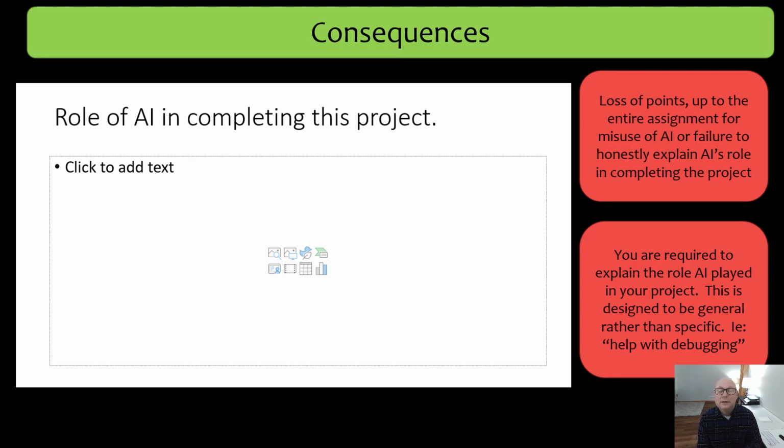And if you misuse AI and don't report on the role of AI, that's going to be considered some pretty serious academic misconduct, and you will potentially lose all your points for the project, as well as have a referral submitted to the dean's office for academic misconduct. So please be honest and list how you used AI, and use the AI to benefit your learning rather than be a shortcut to learning. Good luck with assignment 1.